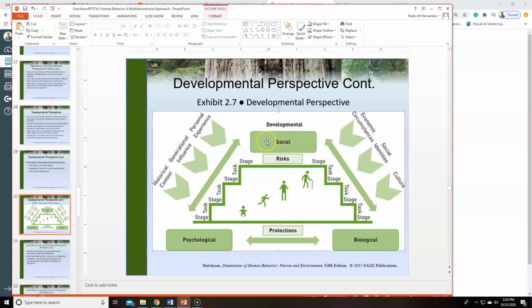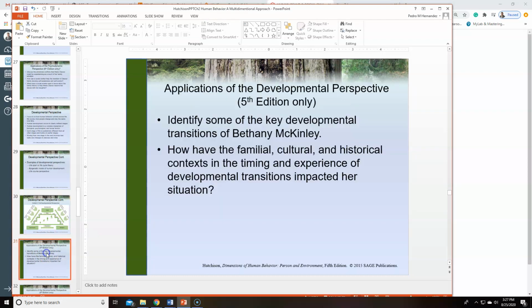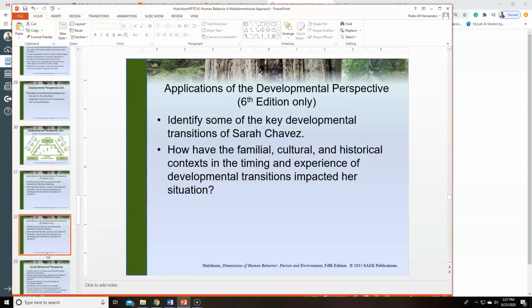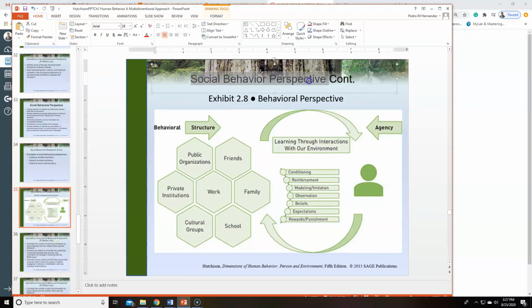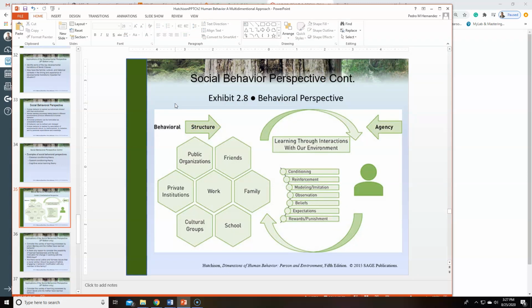There's also risk, and development. Hopefully, as you get older, you have more education, you have more experience, and so on and so forth. Let's see if there's anything else I want to add. No, I think I'm going to go to the next perspective, the social behavior perspective. So, continuing and moving along, social behavior perspective.